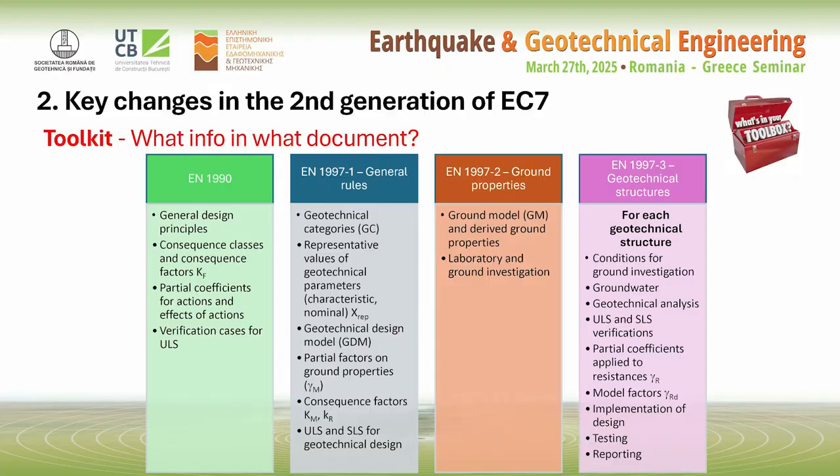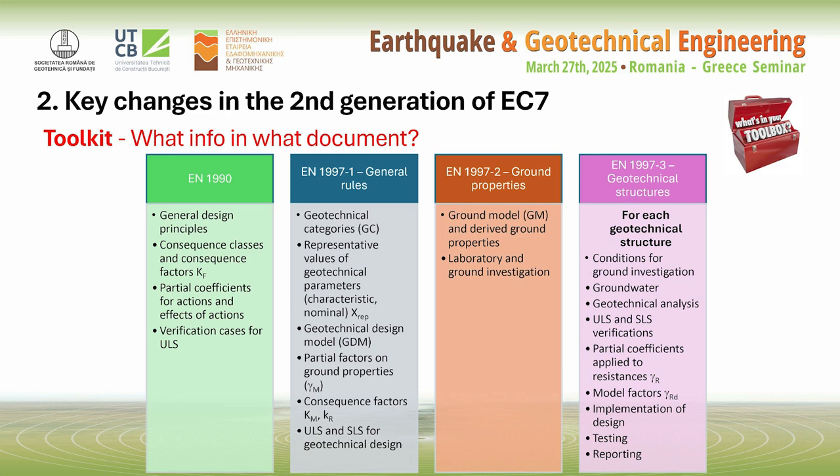Where to find the proper info? I think this is important to understand where to look for the information. In Eurocode 0, you will find the general design principles that are applicable to all kinds of structures, including the geotechnical structures. You will find the consequence classes and also the consequence factors, KF, that can be applied in addition to the partial coefficient for actions.